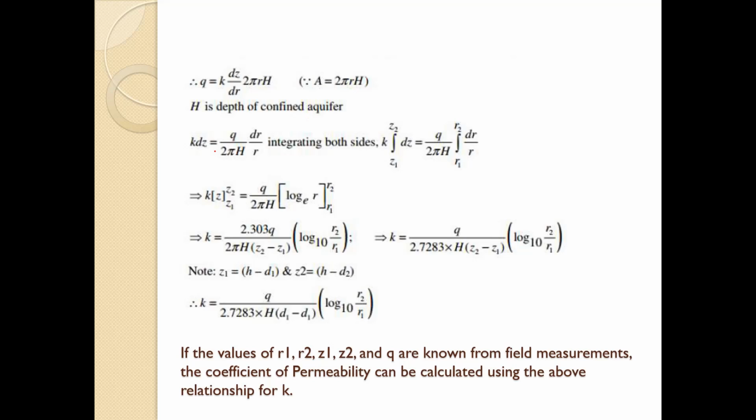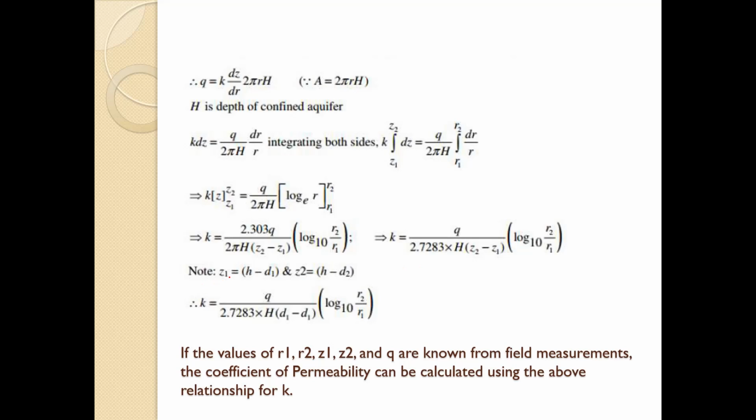H is the depth of the confined aquifer. Now K dz equals Q divided by 2 pi h into dr by r. K and dz we take over here and rearrange all the terms. Again by integrating both sides between the limits z1 and z2 and r1 and r2, we get K into (z2 minus z1) equals Q divided by 2 pi h log to the base e of r2 by r1. So K equals 2.303 Q divided by 2 pi h (z2 minus z1) log 10 of r2 by r1. Then by simplifying, K equals Q divided by 2.7283 into h into (z2 minus z1) into log 10 of r2 by r1.